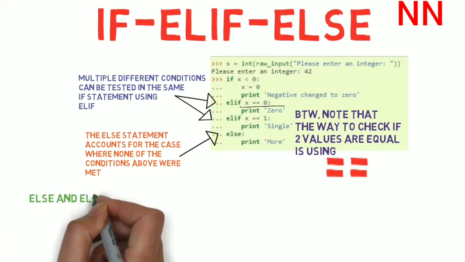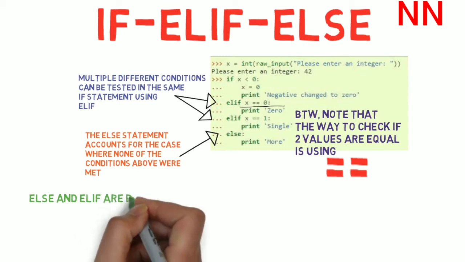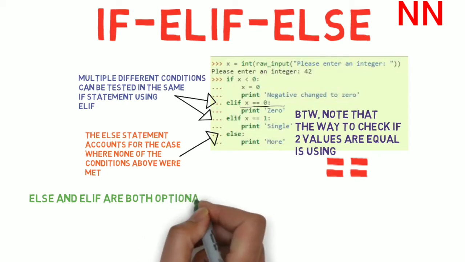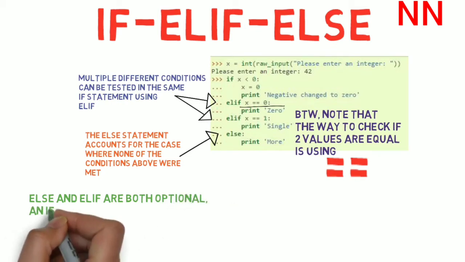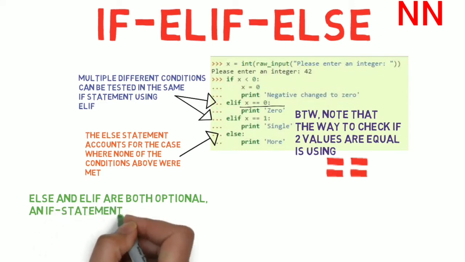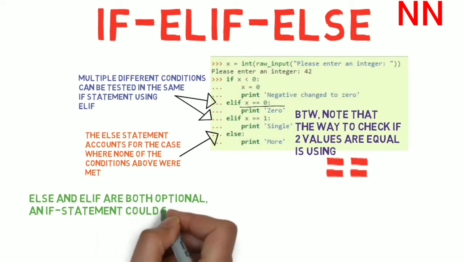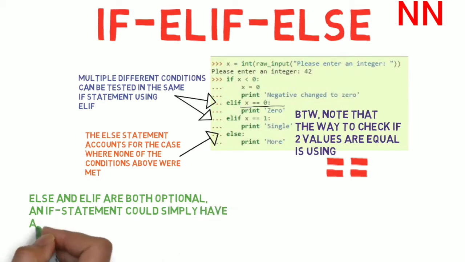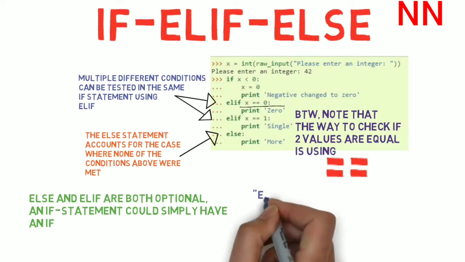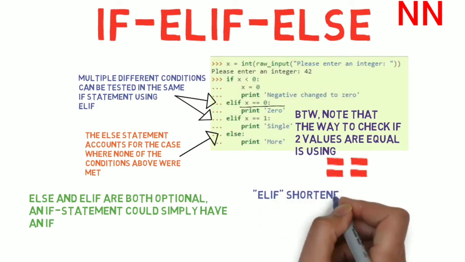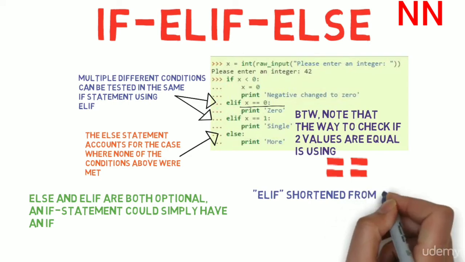Else and elif are both optional statements in a conditional. So you can simply have a statement with if and nothing else. If something is true, do this and then move on. Elif is shortened from else if.